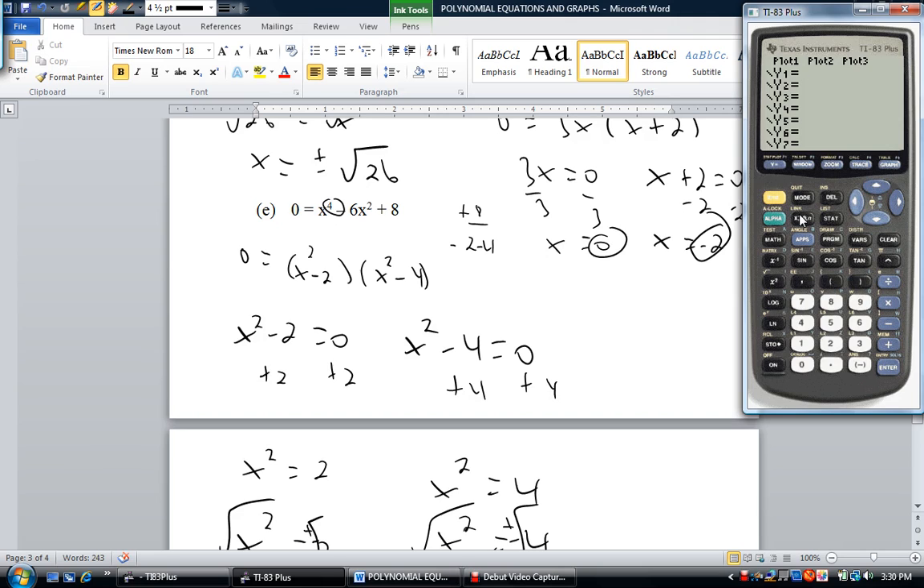So we have x to the fourth minus 6x squared plus 8. Now you see it crosses in 4 places. So let's look at the table. We see the negative 2 and we see the 2, but we don't see the square root of 2. So once again, what you can do is we hit enter, 0, second trace, intersect. I'm going to move it until it's about right there and hit enter.